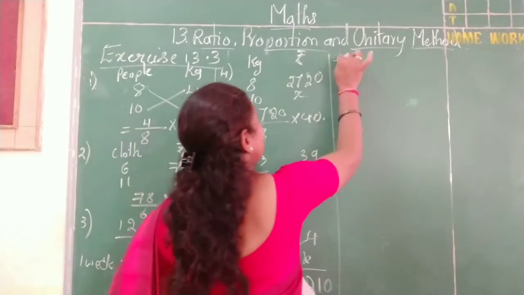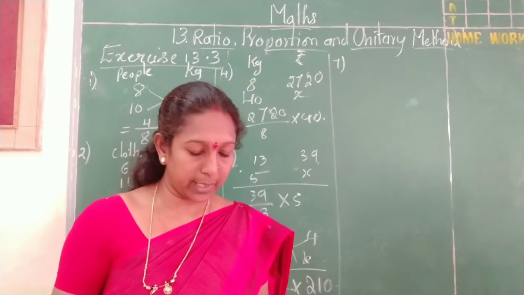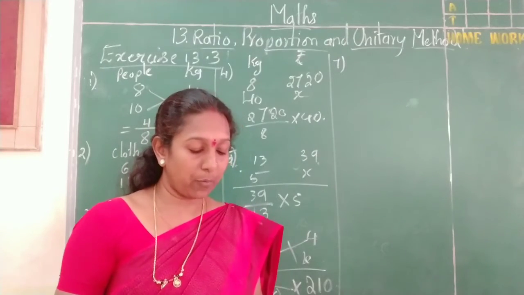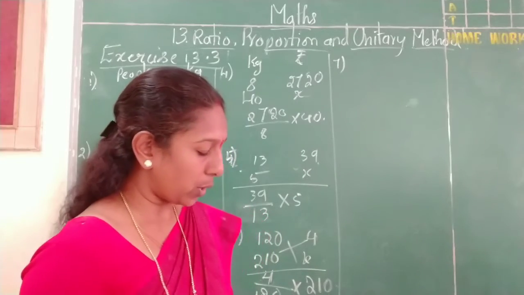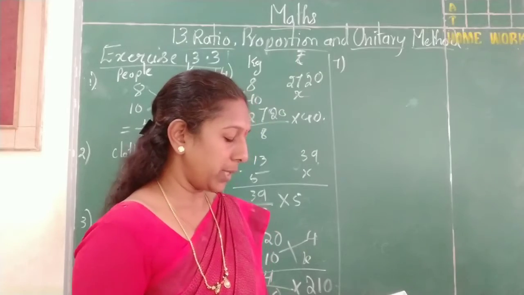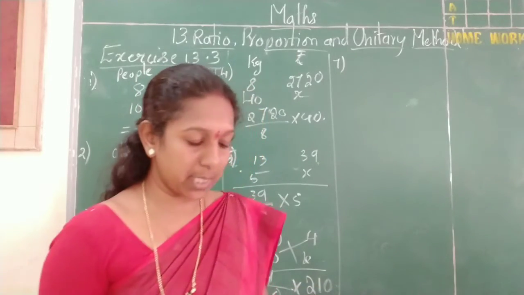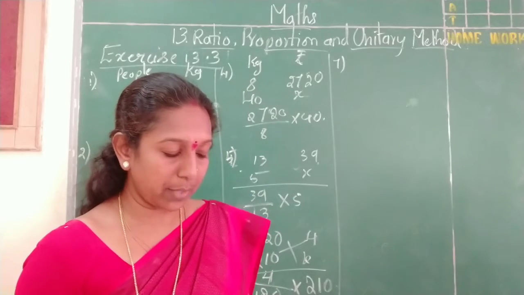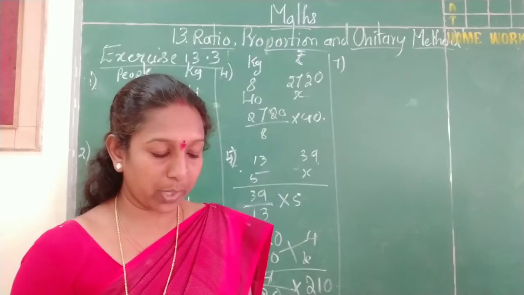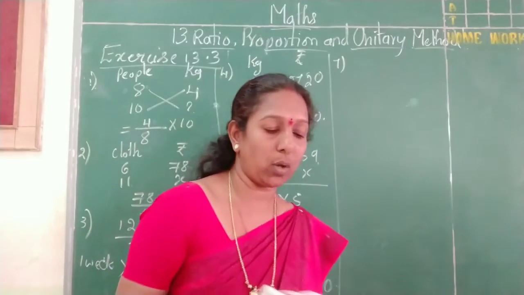Next, the 7th one. An examination paper contained 14 printed sheets. 1050 students sat for the examination. How many sheets of paper were consumed in all? So, an examination paper contained 14 printed sheets, and 1050 students sat for that examination. How many sheets of paper were consumed in all?